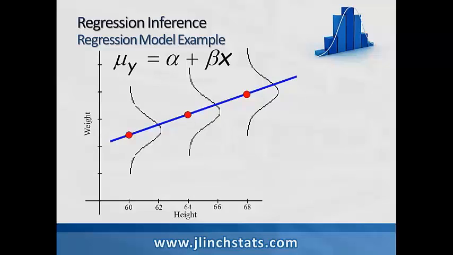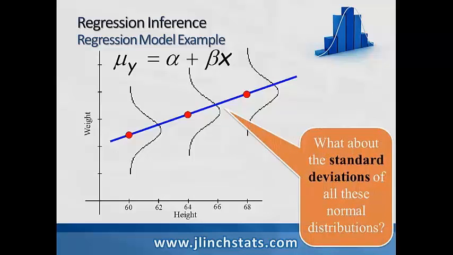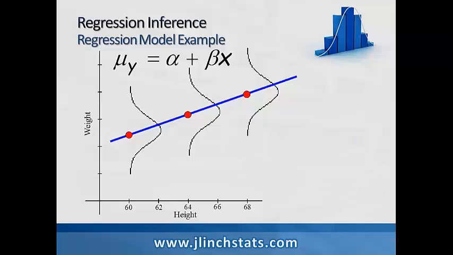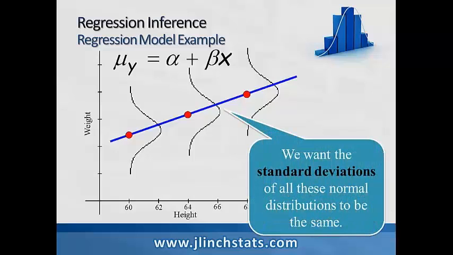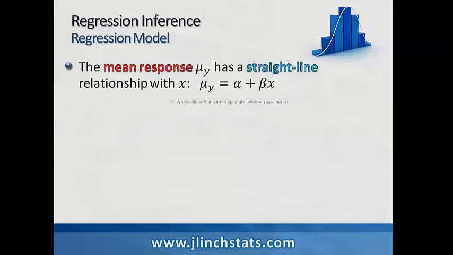So, our least squares regression line can be represented by the model mu sub y equals alpha plus beta x, where alpha represents the y-intercept of our least squares regression line and beta represents the slope. Now what about the standard deviations of all these normal distributions? We would want the standard deviations of all these normal distributions to be approximately the same. Now this leads us to our regression model.